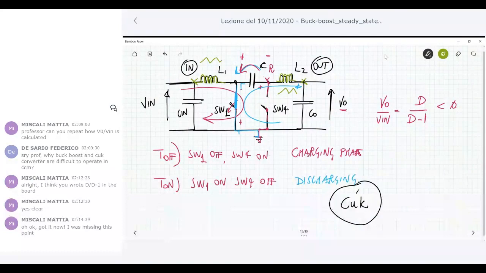Other properties: the maximum voltage across switch 1. The maximum voltage across switch 1 is the voltage that you have when the switch is open. When the switch is open, you are in the T-off phase. During the T-off phase, switch 4 is closed and switch 1 is open, and the maximum voltage is V in. So switch 1 maximum voltage is V in.